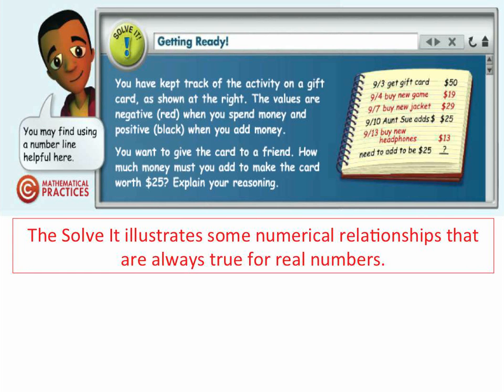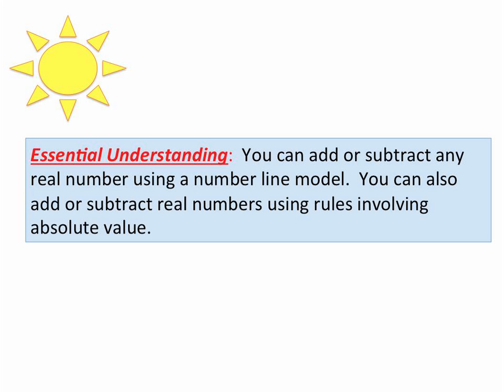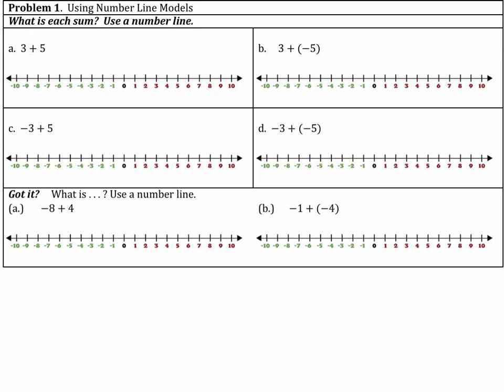We're back. So to solve it illustrates some numerical relationships that are always true for real numbers. We can add and subtract any real numbers using a number line model. You can also add or subtract using rules involving absolute value. Maybe some of these things you're already good at. It's just good to confirm what you may already know. So if we look here at the next box, problem number 1, using a number line model, what is the sum of each? Just to cement this idea into your head.